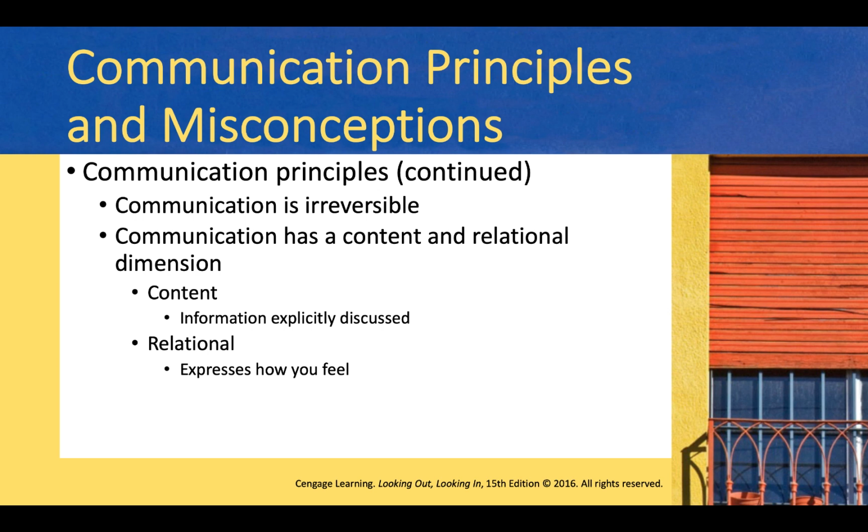Communication has a content and relational dimension. Practically all exchanges operate on two levels. The content dimension involves information explicitly discussed. Turn left at the next corner. You can buy that online. In addition to this sort of obvious content, messages also have relational dimensions that express how you feel about the other person, whether you like or dislike the other person, feel in control or subordinate, feel comfortable or anxious, and so on. For instance, consider how many different relational messages you could communicate by simply saying, "I'm busy tonight, but maybe some other time," in so many different ways.